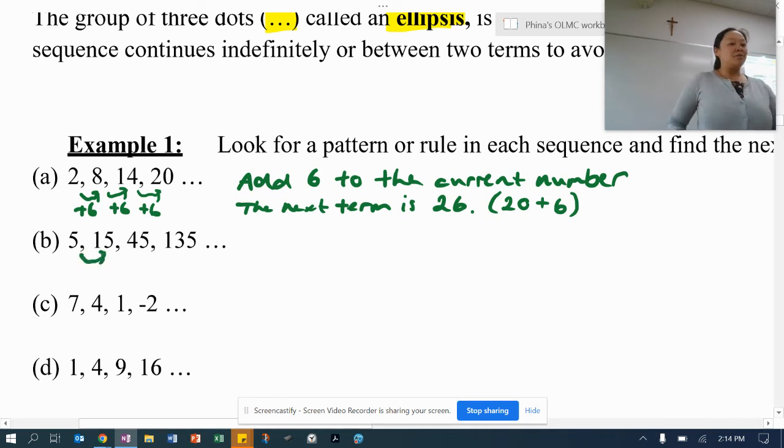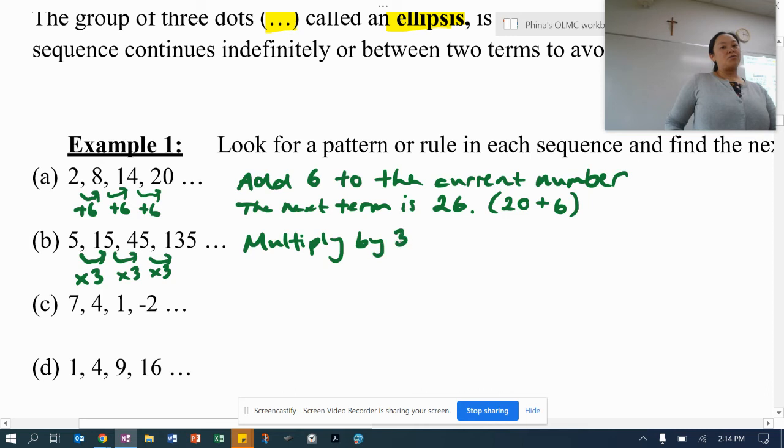Now, this next one, can anyone guess or see what's happening with this one? Times by 3. Yeah, good. Each one is times by 3. What's another word for times? That's a bit better than multiply. So we're going to say multiply by 3 the current number. I should probably write current number.